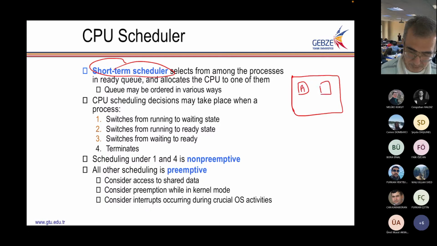So in the shop, you have task 1, task 2, task 3, task 4. These correspond to cars, and you have a CPU here. So the short-term scheduler determines how long it's going to spend time on this, how long it's going to spend time on this, how long it's going to spend time on others.